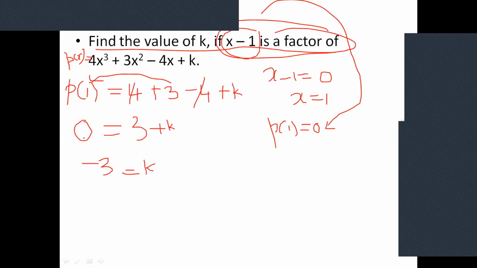So what is the question here? Find the value of k if x minus 1 is a factor. Remember, whenever x minus 1 is a factor, it is telling us p of 1 is 0. So this is about the question. Please note down these small things. Next we'll move on to the next problem.